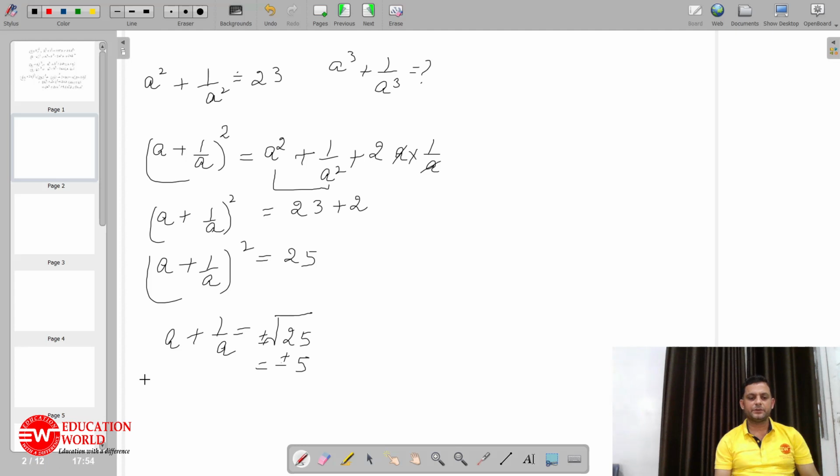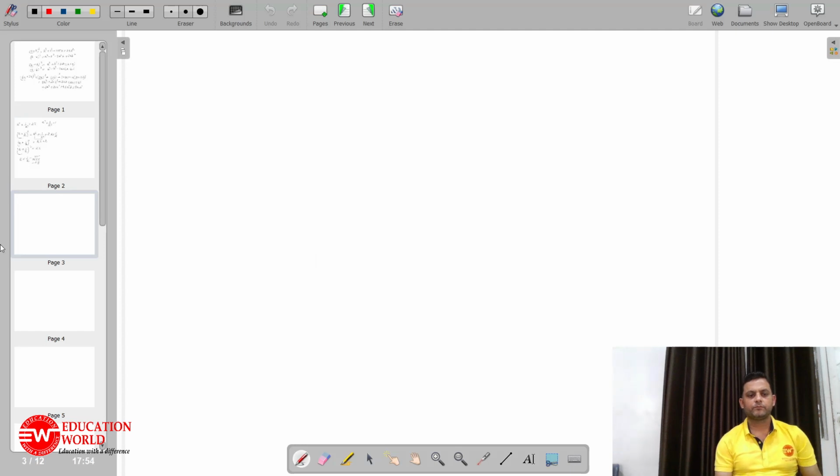So here two results will come. How? First we will consider case one. When a plus 1 by a is 5, so what will we do? Cubing both sides.